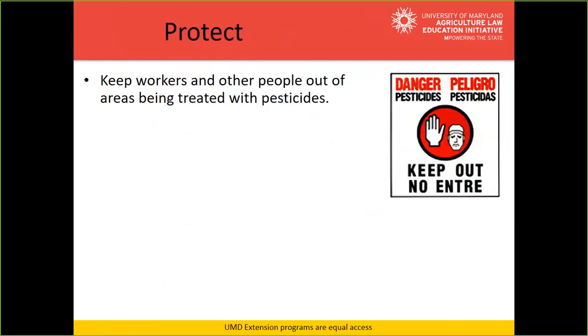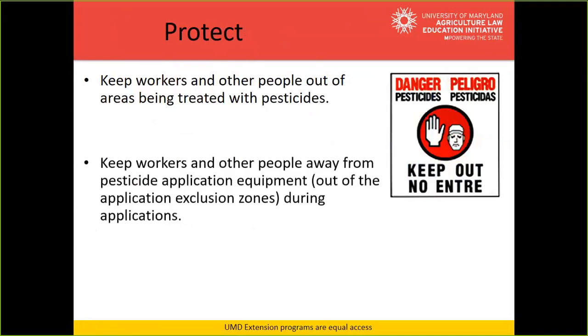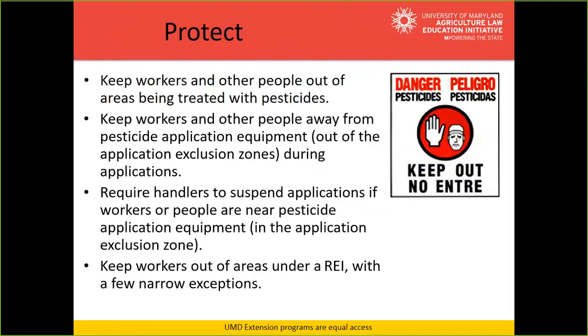So to protect, you have to keep the workers and other people out of the areas being treated with pesticides. Specifically, you have to keep them away from pesticide application equipment during applications, require handlers to suspend applications if workers or people are near pesticide application equipment, and you have to keep workers out of areas under a restricted entry interval, an REI, with a few narrow exceptions.